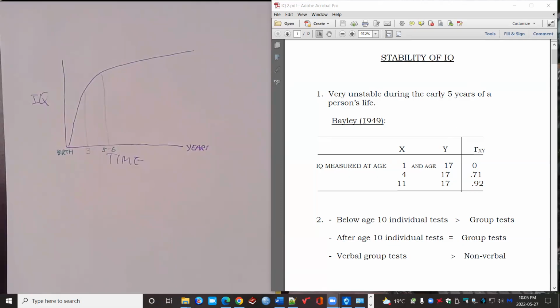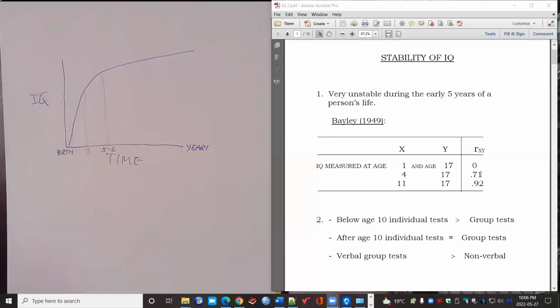Look at Bayley, 1949. It has been repeated since then. IQ measured at age 1 and age 17, the correlation is 0. There's no correlation whatsoever. IQ measured at age 4, say using the Wechsler preschool IQ test, and age 17, is 0.71. Square it, that means close to 50% of the variance accounted for.